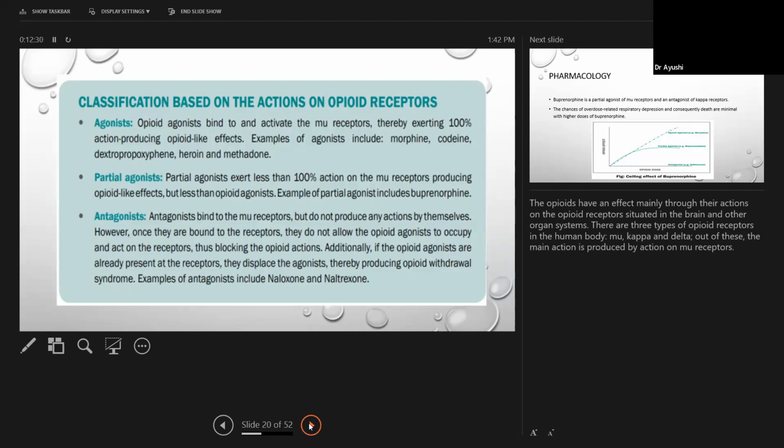And then there are antagonists, which bind to the mu receptors but do not produce any action by themselves. They just stop the action of other opioids which are to act on these receptors. These are namely naloxone and naltrexone.